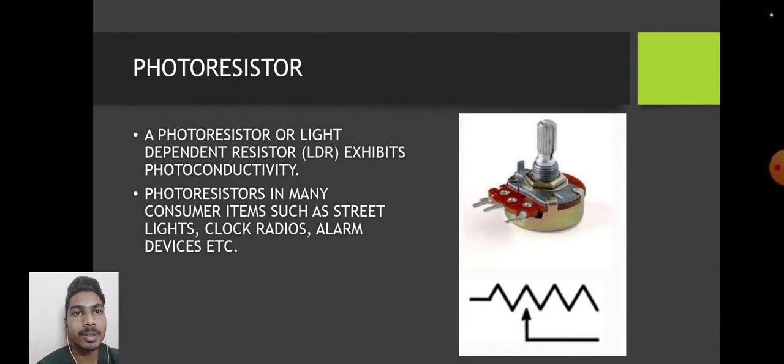And next one is photoresistor. A photoresistor or light dependent resistor, that is LDR, exhibits photoconductivity. Photoresistors are used in many consumer items such as street lights, clock radios and alarm devices, etc. So this is a photoresistor and this is the symbol.